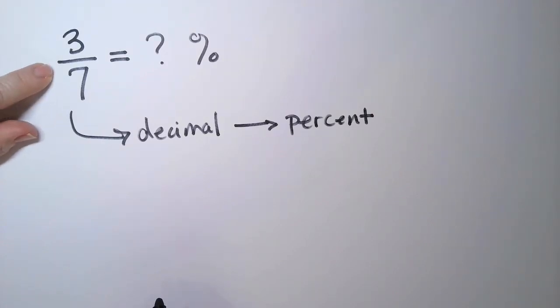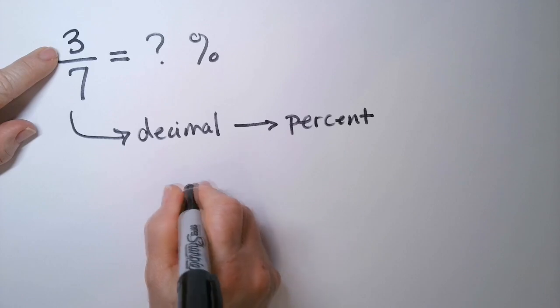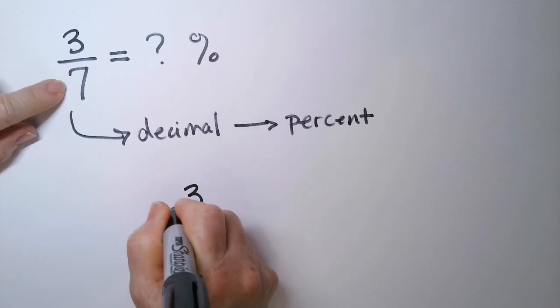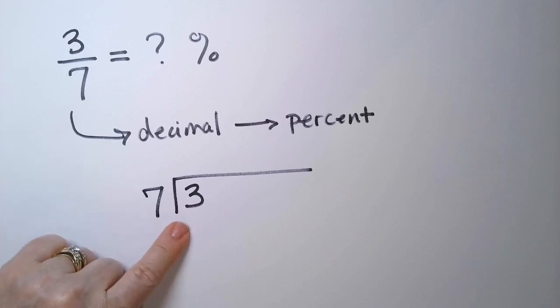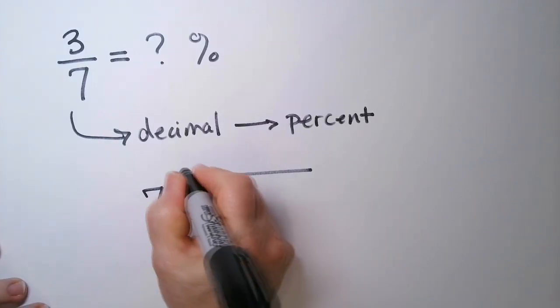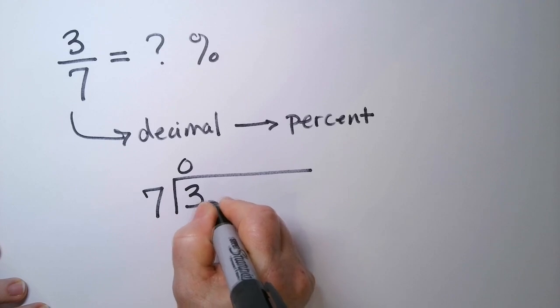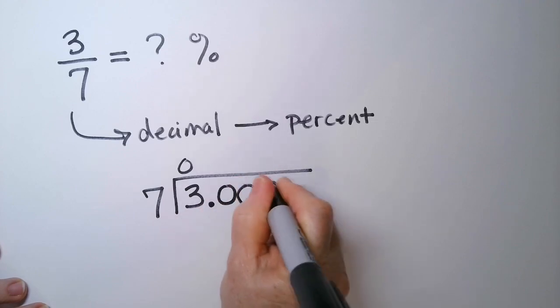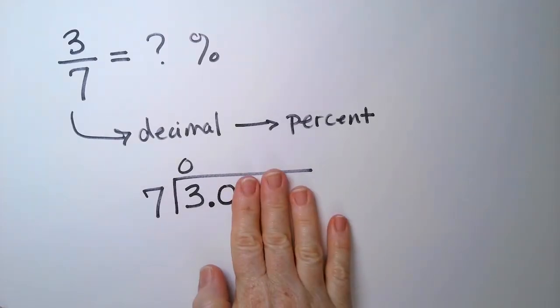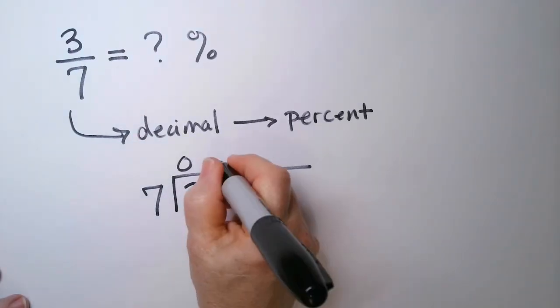So a fraction is a little division problem. What we do is we put the numerator inside and the denominator goes outside the box. So how many times does 7 go into 3? Well, it doesn't, so 0. But then I'm going to add my decimal point, and then I can add as many zeros as I need to. Does 7 go into 30? Yes, it does. It goes in 4 times.